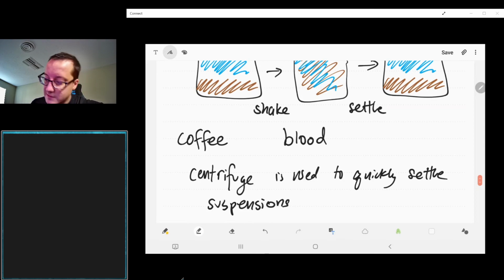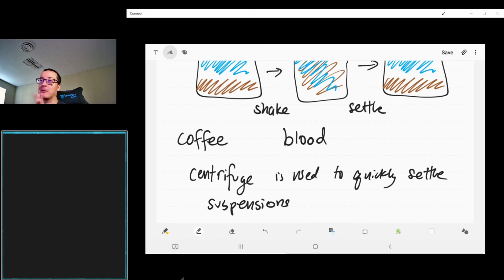So it's just a piece of equipment that you'll see in labs, of course, in healthcare, of course, as well. Centrifuges are kind of used all over the place. So anytime you're needing to quickly get a suspension to settle out, you would use a centrifuge.